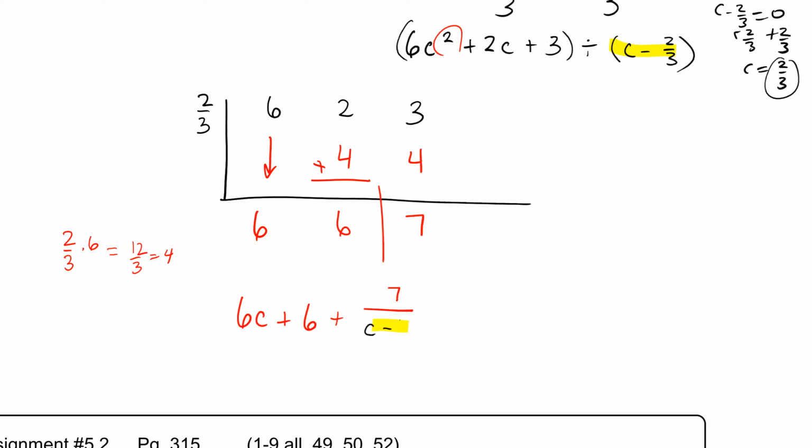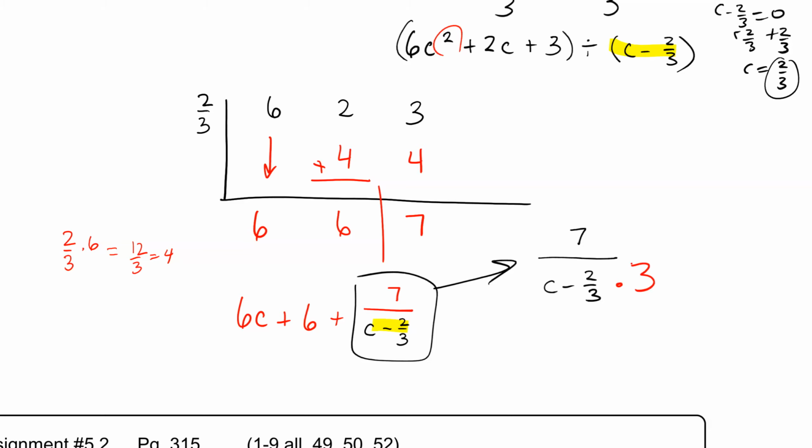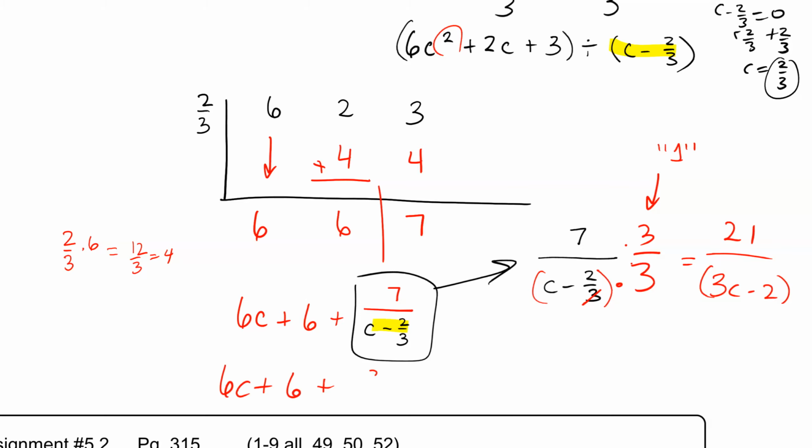Okay, so this is c minus 2/3. Oh, we can't have that fraction. I don't want a fraction and a fraction. So we have to simplify. I'm going to take this part over here, 7 over c minus 2/3, and to get rid of the 3 on bottom, I'm going to multiply by 3, right? Because that way I can distribute it out, and that gets rid of the fraction right here. That gives me 3c minus 2. But on the top, I also have to multiply by 3. That way, I'm multiplying by 1, because 3 over 3 is the same thing as 1. So this is actually 6c plus 6 plus 21 over 3c minus 2.